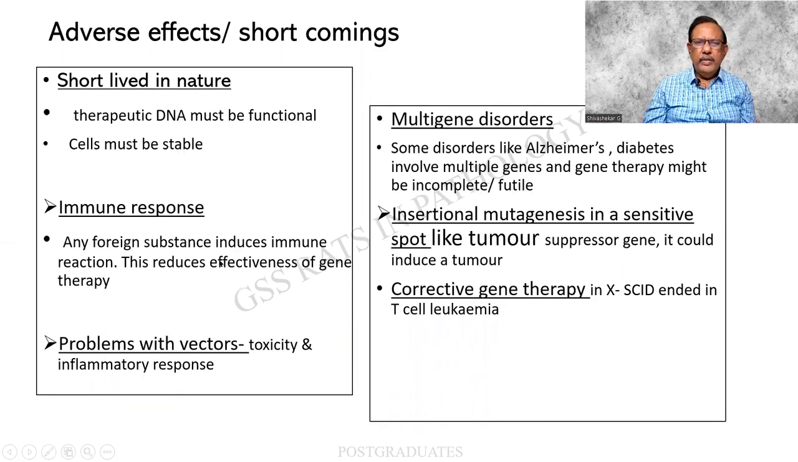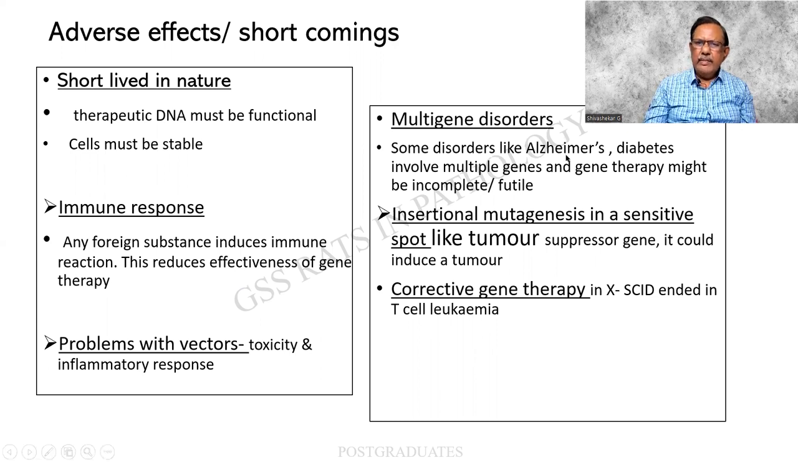And what are the adverse effects or the shortcomings? One, they can be short-lived. So in that case, therapeutic DNA has to be functional. Cells must be stable. Immune response: any foreign substance can lead to an immune response. Therefore, we must be aware of the effectiveness and the contraindications. Problems with vectors. Toxicity and inflammatory response. After all, whatever you are going to inject is going to elicit an inflammatory response, which can be again dangerous.